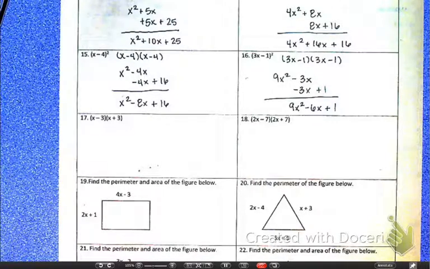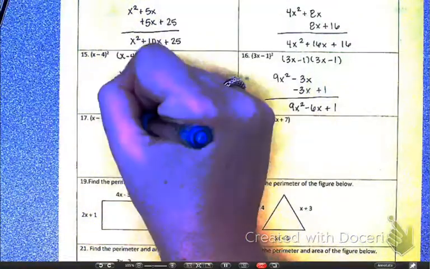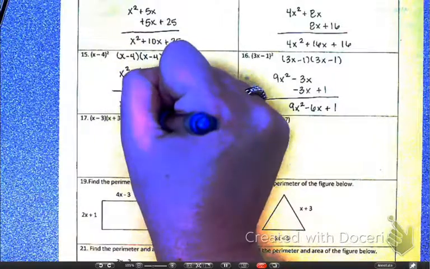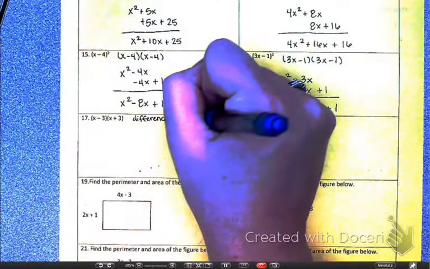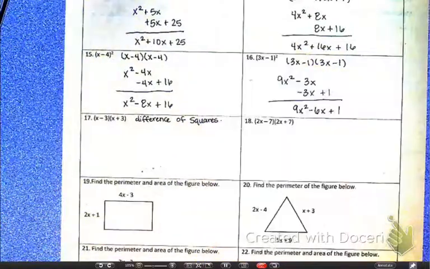What makes 17 different from the other ones? Okay, so what's inside the parentheses is exactly the same, except one's positive, one's negative. Now this one had a title that went with it. Does anyone remember what this one's called? It's a special product, but there's a name for the special product. Anyone remember? Difference of squares. Awesome. Okay, it's difference of squares.